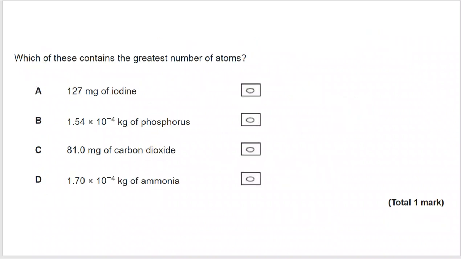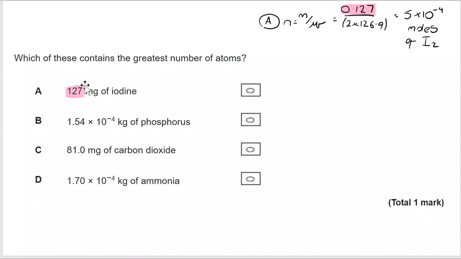On to the next question now. Have a go, see what you can do with this. Now on the first one, we have got a mass. We actually want to know the number of atoms, but let's deal with the number of molecules first. So I've converted my 127 milligrams into grams. I am dividing that by the 2 times 126.9. That's my Mr of iodine. It means I've got 5 × 10⁻⁴ moles of I2.